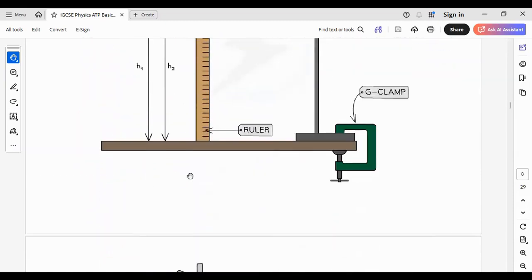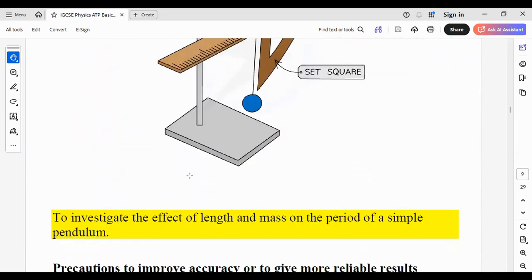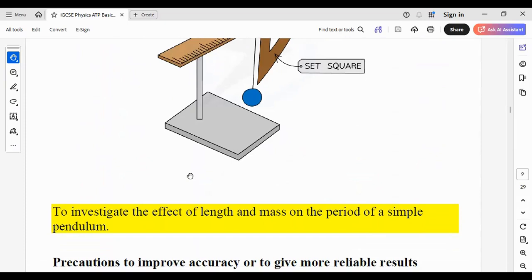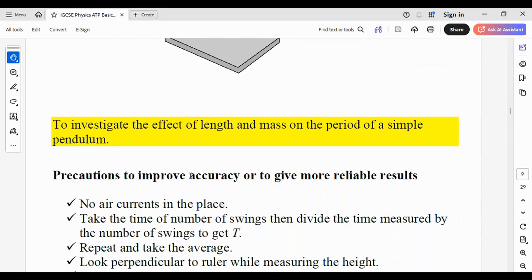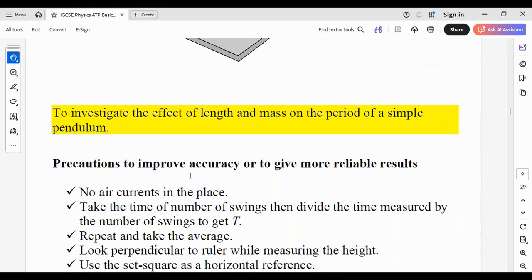Now we move towards some of the very important questions from the past papers, and one by one we are going to attempt those questions. For example, the first one is to investigate the effect of length and mass on the period of a simple pendulum. They ask about the precautions to improve the accuracy or give more reliable results. There may be a maximum of 2 points asked, so you can use them as you remember or as per the given condition of the question.